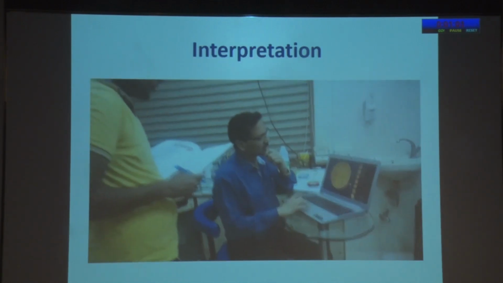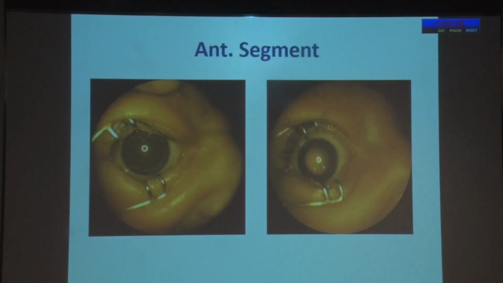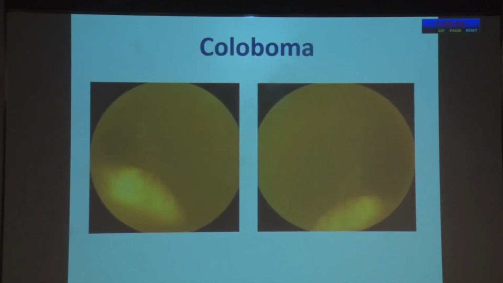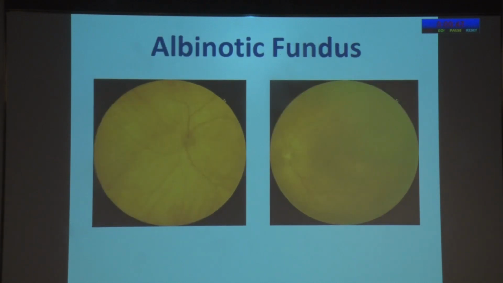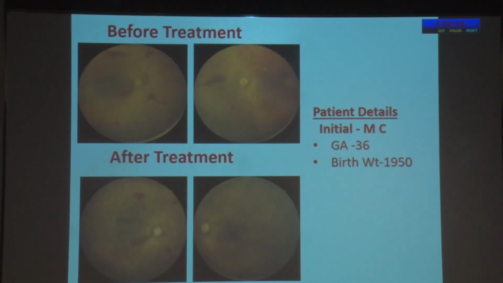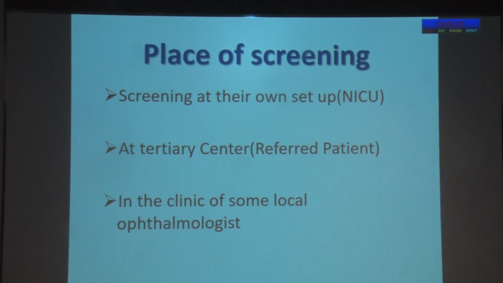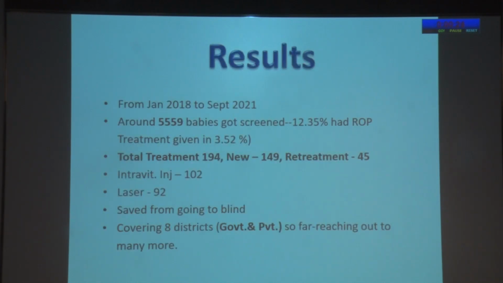Tele-ROP you can do. I am reporting this by seeing the images, and not only ROP but also anterior segment images you can take, and you can rule out congenital anomalies, coloboma, retinoblastoma, albinotic. And now these are a few images taken by this camera, very beautiful images in an expert hand. You need some time to adopt all those things before treatment and after treatment. I won't go into detail, just a few images I want to show you. Very beautiful images.